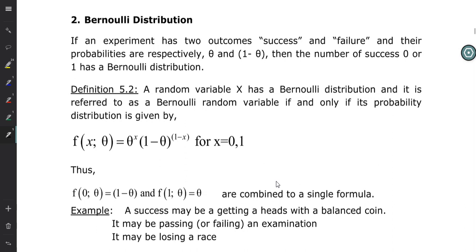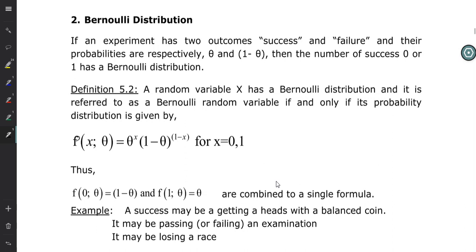If you look at the definition of the Bernoulli distribution, a random variable x has a Bernoulli distribution, and it is referred to as a Bernoulli random variable, if and only if its probability distribution is given by theta to the power x times 1 minus theta to the power 1 minus x, and x can contain the values only 0 or 1. So 0 will be the failure and usually 1 will be the success.